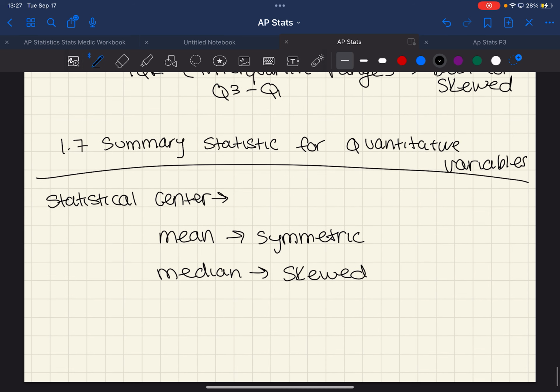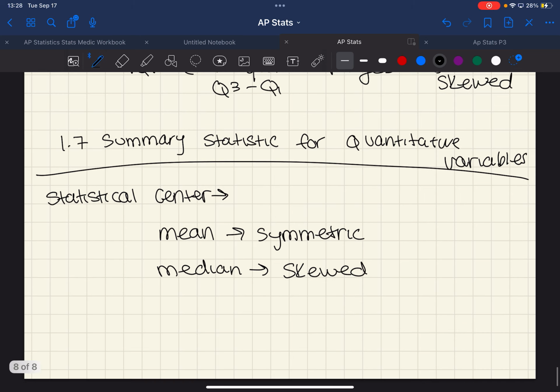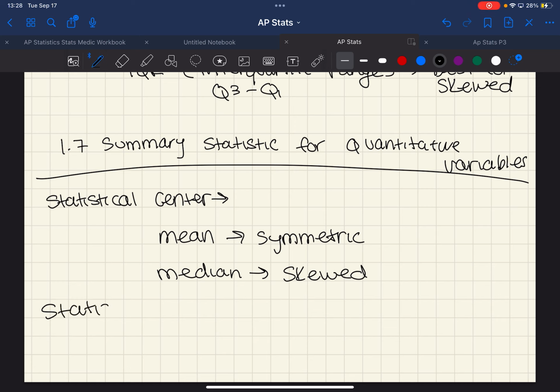So if we're determining which one we would choose for the center, you want to look at whether the data is symmetric, then you would use the mean. If we had any type of skewness or outliers that could affect the mean, then you would refer to the median. Okay. Statistical variability.